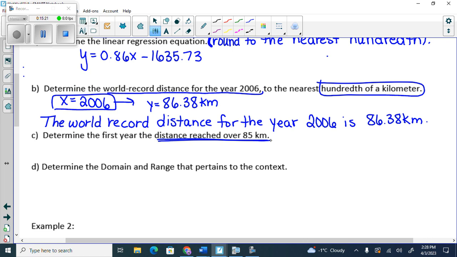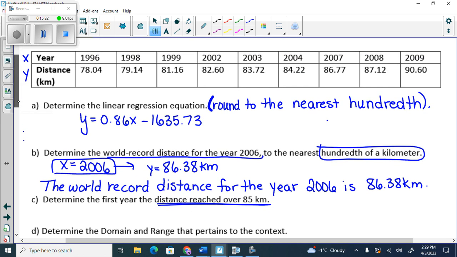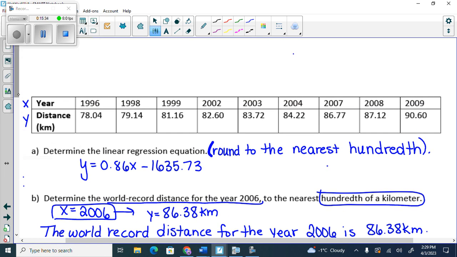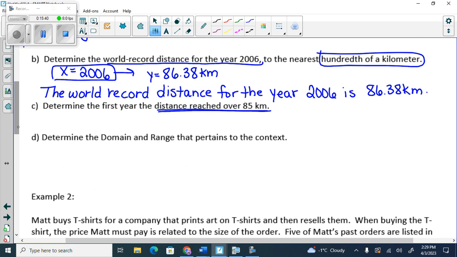All right, distance reached over 85 kilometers. Did I give you x or y? Go back to your table. I gave you 85 kilometers. Which one of these is kilometers? Y. So this time I gave y because it's distance in kilometers. So this time I gave you y equals 85.